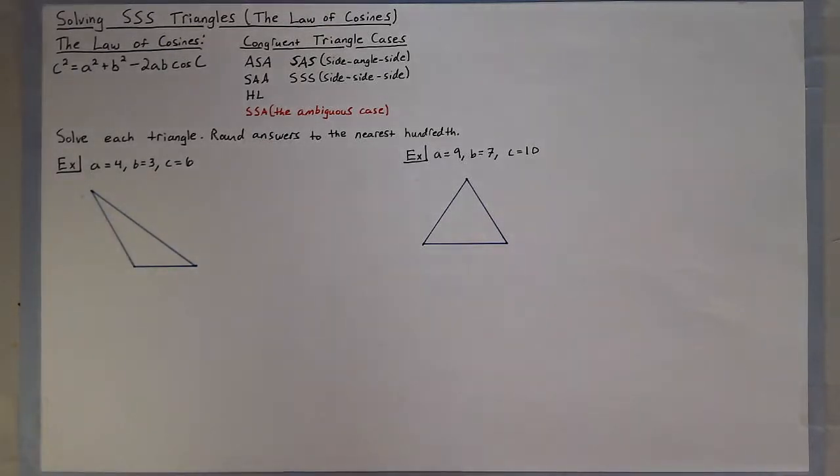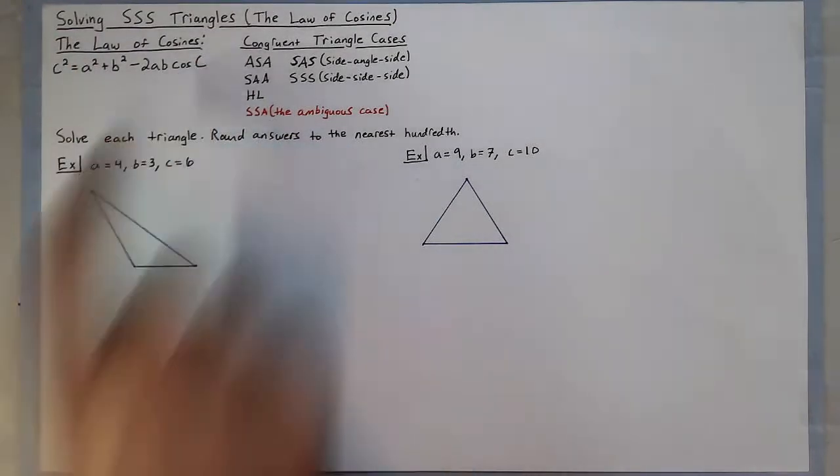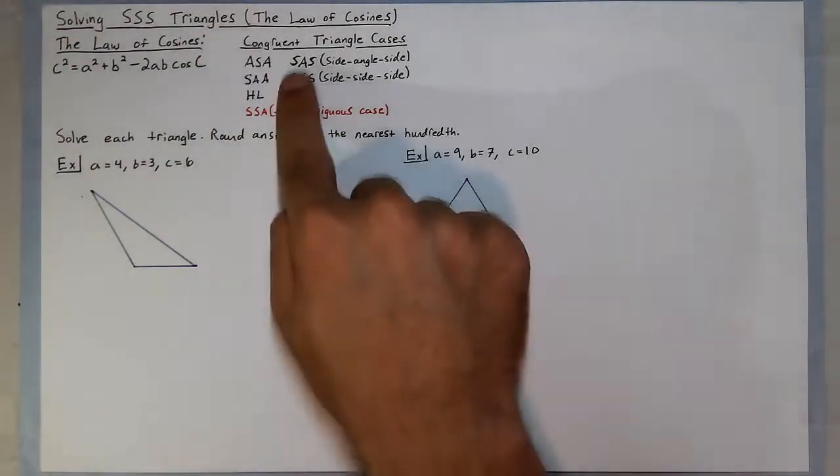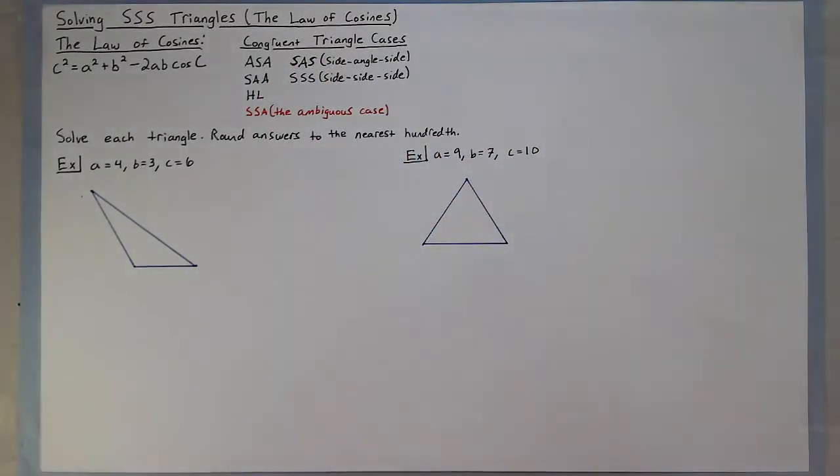In this video, we're going to learn how to solve side-side-side triangles using the law of cosines. Now, I wrote the law of cosines in the top left corner for easy reference. And now we're on to the last congruent triangle case, the last one that has a unique triangle given three sides.